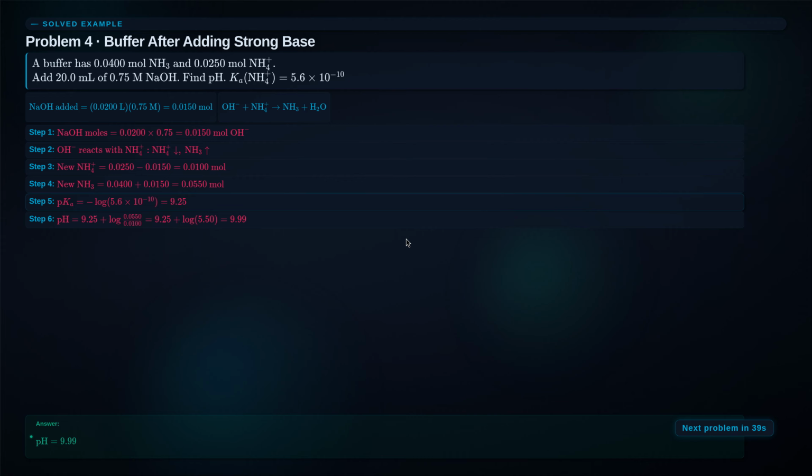Step 6. pH equals 9.25 plus log of 0.0550 over 0.0100, which is 9.25 plus log of 5.50. Log of 5.50 is 0.740, so pH equals 9.25 plus 0.740, which is 9.99. The answer is pH equals 9.99.